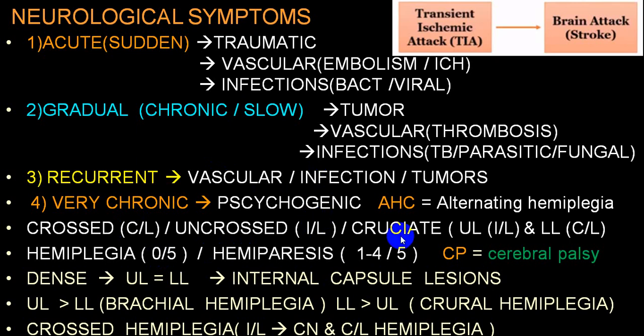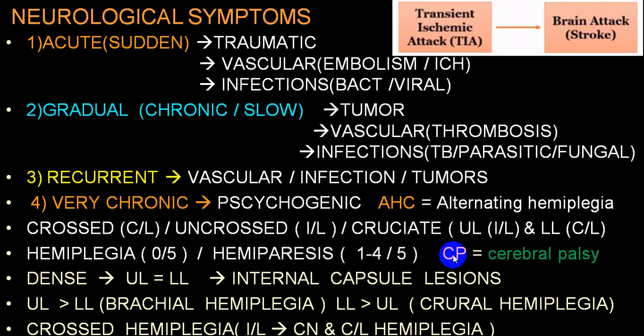I've already mentioned there is something called cruciate hemiplegia, where the upper limb is on the ipsilateral side and the lower limb is on the contralateral side. This will happen at the level of crossing of the pyramidal tract in the medulla. At the lower part of the medulla, meaning the junction of upper and lower part. At that level, if the pyramidal tract is damaged, then you can have a cruciate variety. We call it cruciate hemiplegia, where the upper limb is on the same side and the lower limb is on the opposite side. We already mentioned, when you say hemiplegia, it means power is almost zero. Well, in hemiparesis, power is more than 1, but less than 5.